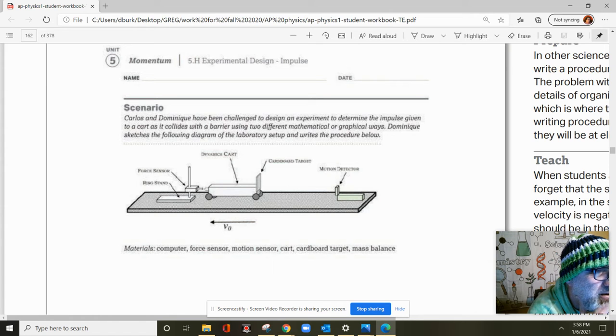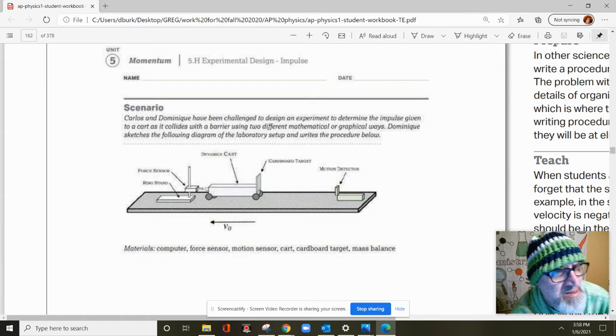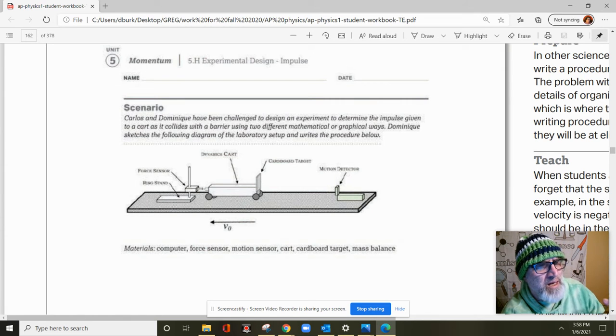Carlos and they're designing an experiment to determine the impulse given to a cart as it collides with a barrier. Oh, nice. And writes a procedure below. So we have a dynamics cart. So this is a cart. It's just a big block on wheels. The wheels have pretty low friction, right?